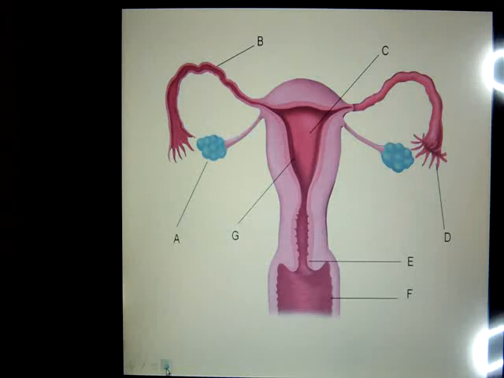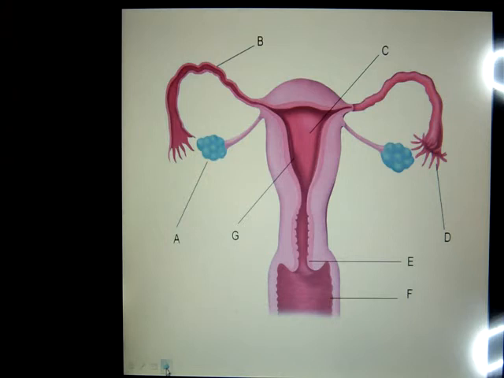Let's talk about the female reproductive system. It has two main jobs. The first one, of course, is to produce eggs so that they can be fertilized by sperm and we can have babies. The second part of that, though, is that it has to support and nourish the developing embryo and house the developing embryo until it's actually time to give birth.